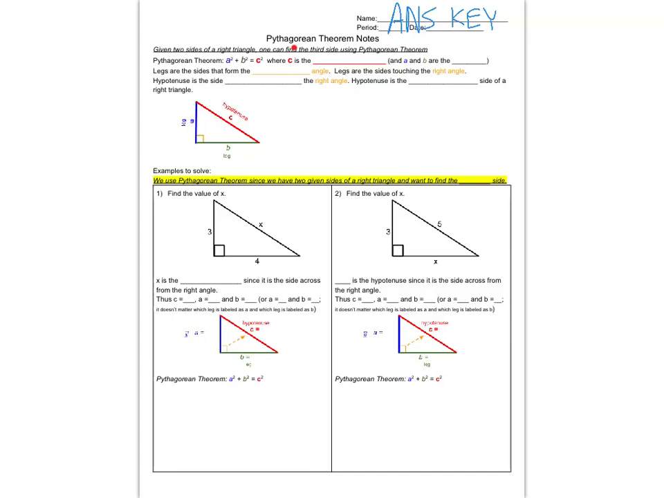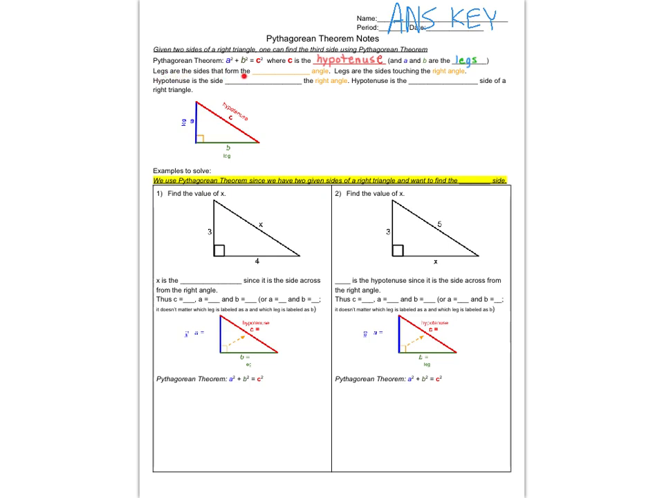In this video, we're going to talk about Pythagorean Theorem notes. We start with given two sides of a right triangle, and we're going to find the third side using what's called the Pythagorean Theorem. Pythagorean Theorem is a squared plus b squared equals c squared, where c is called the hypotenuse, and a and b are called the legs.